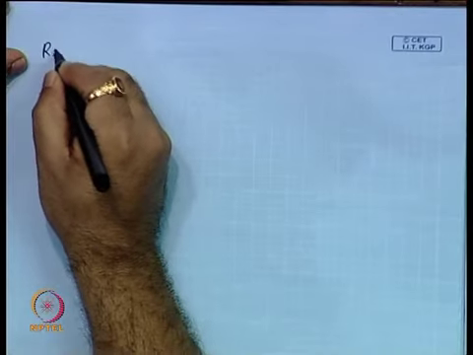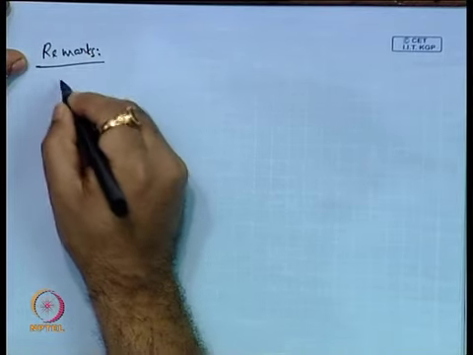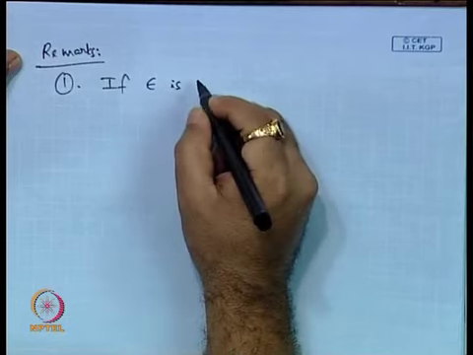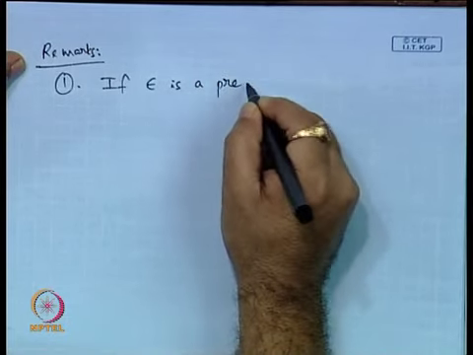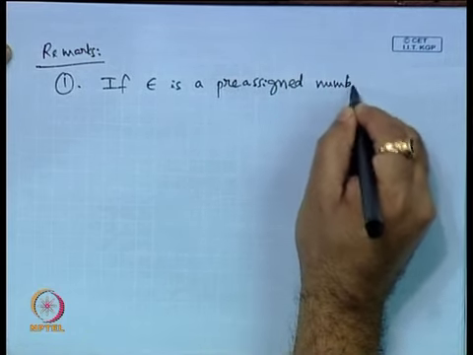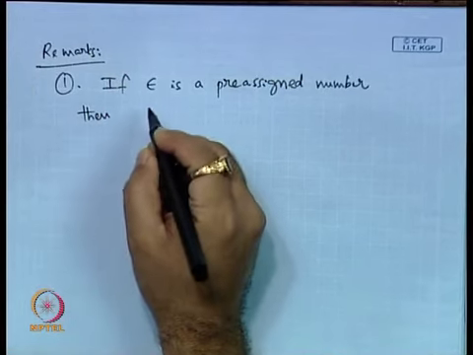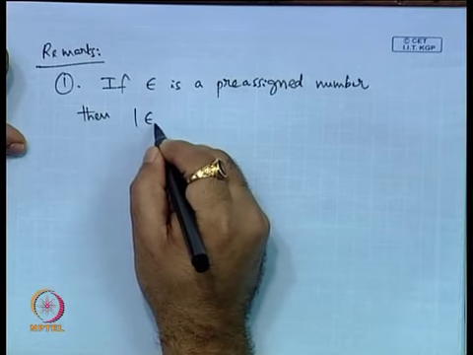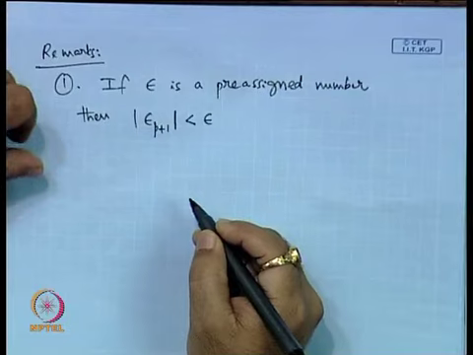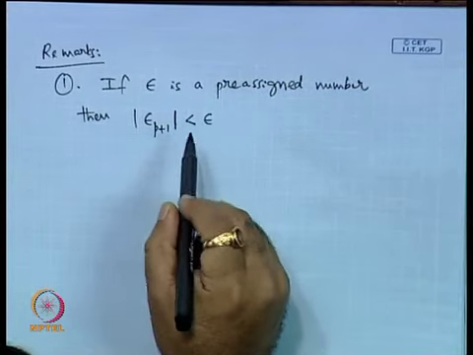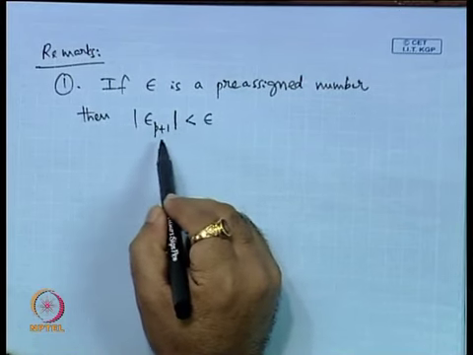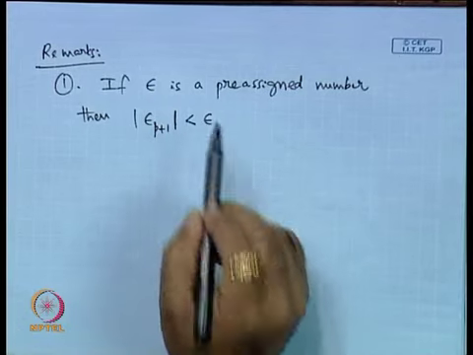So, remarks 1. Okay. If epsilon is a pre-assigned number, then mod epsilon p plus 1 is less than epsilon. This is the condition on the error, means if epsilon is pre-assigned, we expect that you must continue up to this condition, that is your residual must be less than epsilon. Okay.